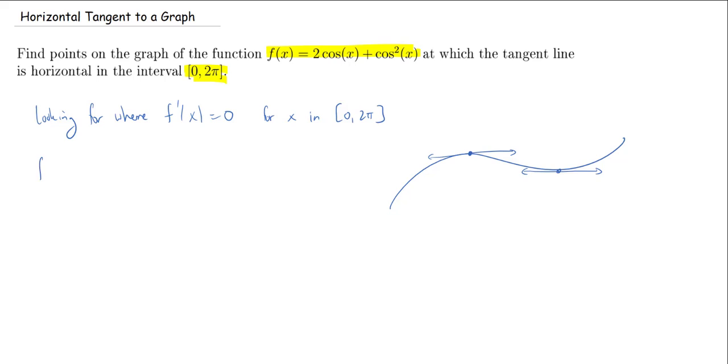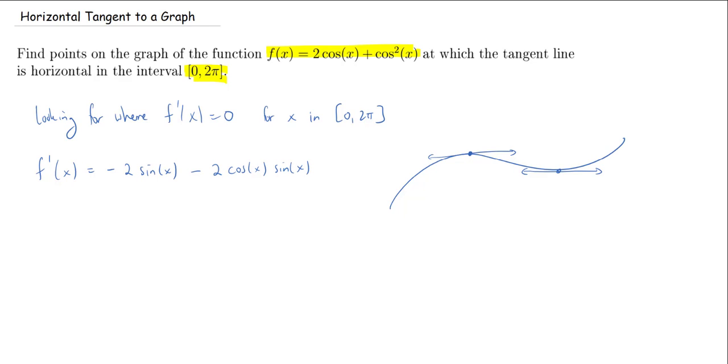Not too bad. Let's see. So the derivative of 2 cosine of x is going to be negative 2 sine of x. And then the derivative of cosine squared, well, we have to use the chain rule on this. So there's going to be eventually a minus. I'm just going to leave a space here. So it'll be 2 times the cosine of x, right? We bring the 2 down. But then we have to multiply by the derivative of cosine, which is negative sine. So I get a minus and then a sine of x here.